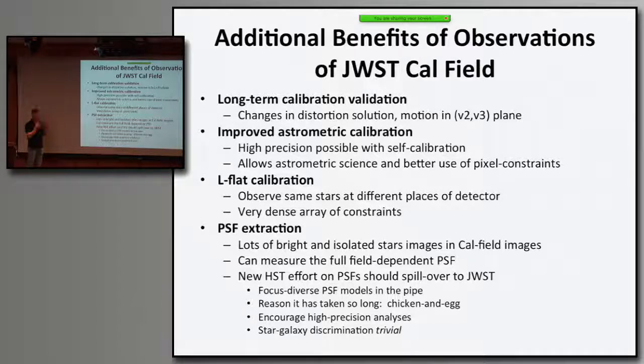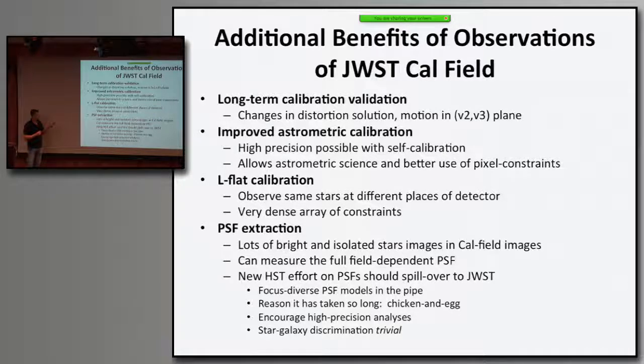So using HST, you have to take relatively deep HST observations in order to calibrate JWST. But to calibrate JWST, you just need to take 10-second observations. And so JWST is much better matched to do its own calibration, but you don't want to have to start that way. So also, if you do improved astrometric calibration better than 5 milliarcseconds, then there's a lot of science you can do with the mappings that enables.